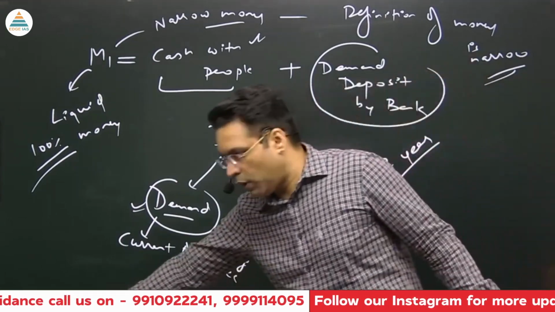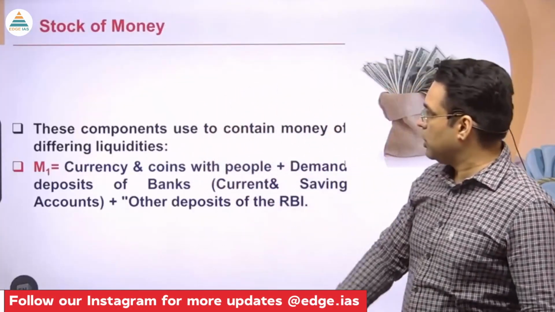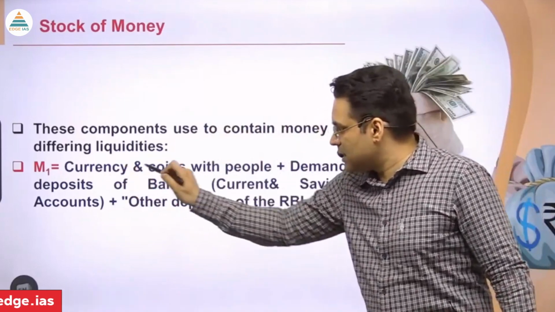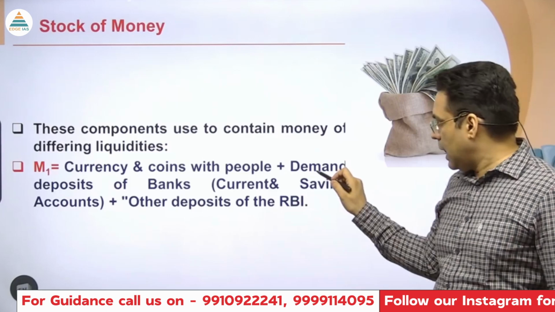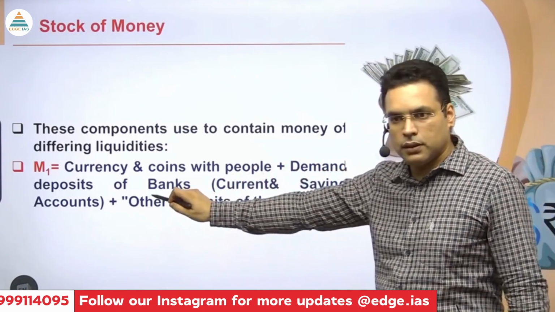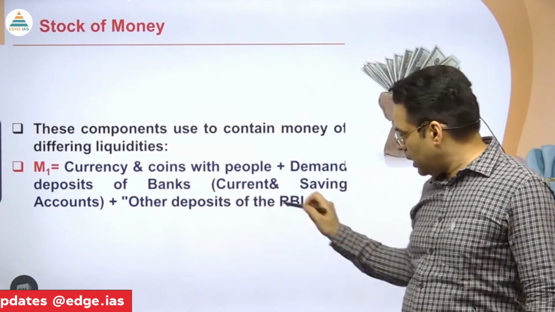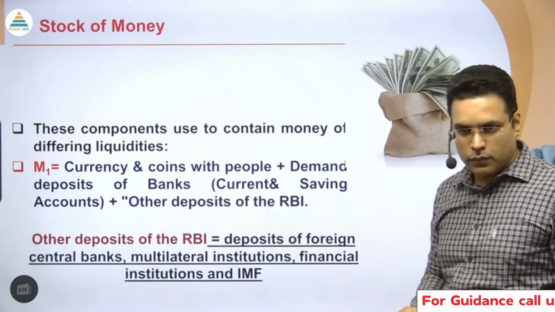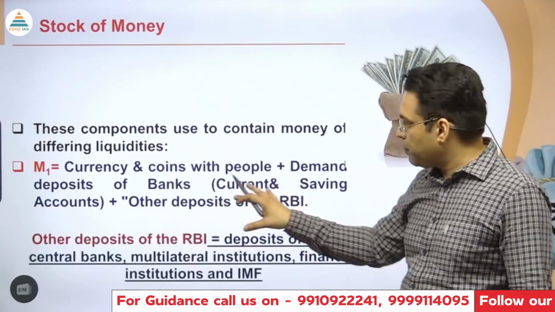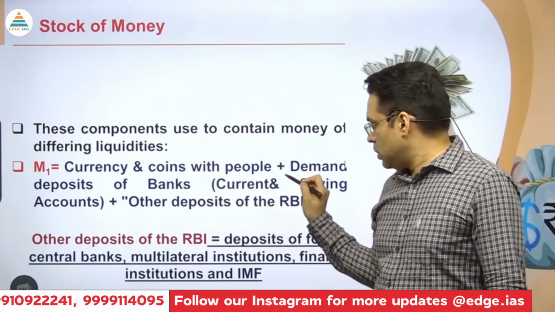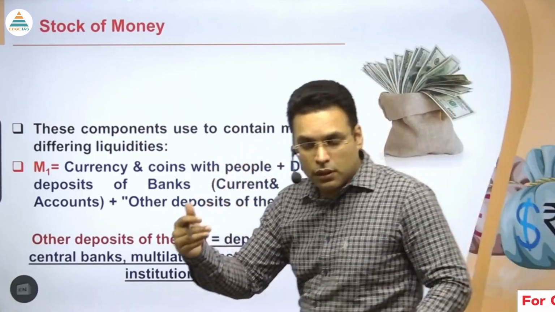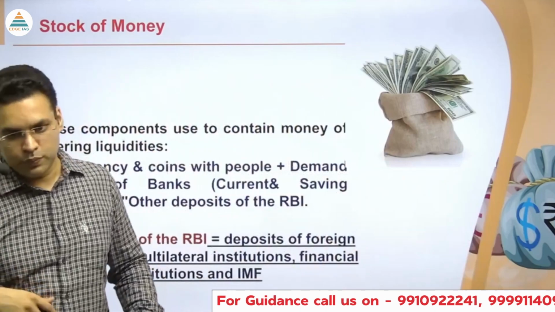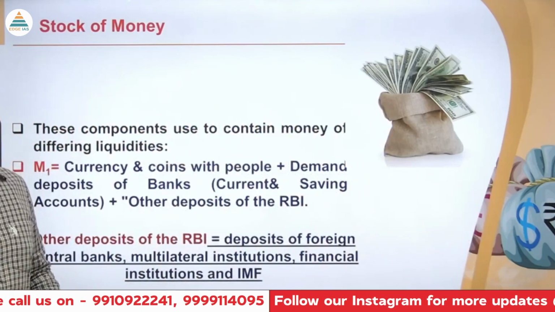Okay, so if you see the formula, you can write down the formula. M1 equals currency plus coins with people, which means currency and coin with people, and demand deposits of banks, and other deposits with RBI, which means demand deposit with RBI. Now normally बैंक के पास demand deposit होता है, but there are certain people who can have demand deposit with RBI also, like the ex RBI governor, deputy governor.